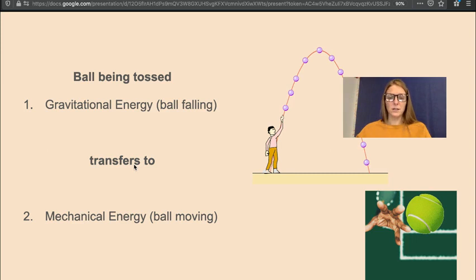So, a ball being tossed. When you're holding the ball and you're going to throw it up in the air, it has that potential to move. So it's going to be gravitational energy because you're going to be throwing it up. And so a ball being thrown up in the air is gravitational. And as it's falling down, it's going to be that mechanical energy because it's moving. I thought this picture was a nice image because it shows you the path the ball's taking. So it obviously is going to have that gravitational energy as well as mechanical energy because it's being transferred.